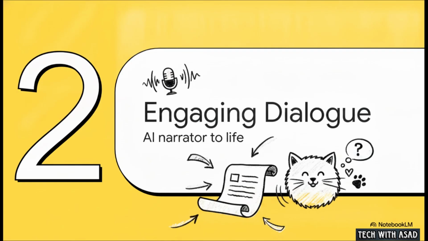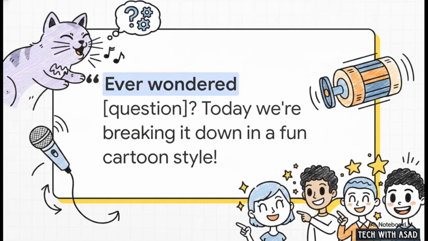Moving on to Section 2, crafting engaging dialogue, bringing the AI narrator to life. Here is where things get really fun, because this blueprint is essentially an empty shell until you step in and add dialogue of your own choice. Let's say, just as a fun example, our topic is why cats purr.